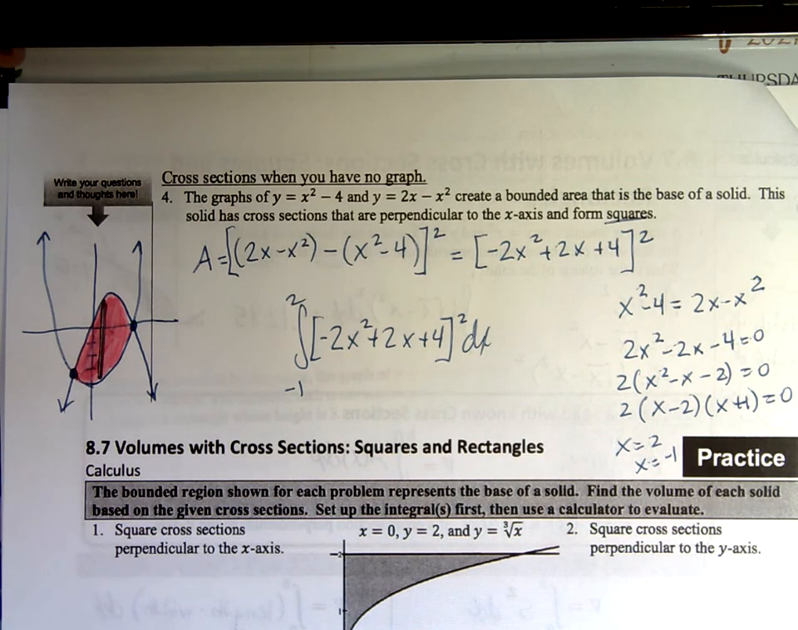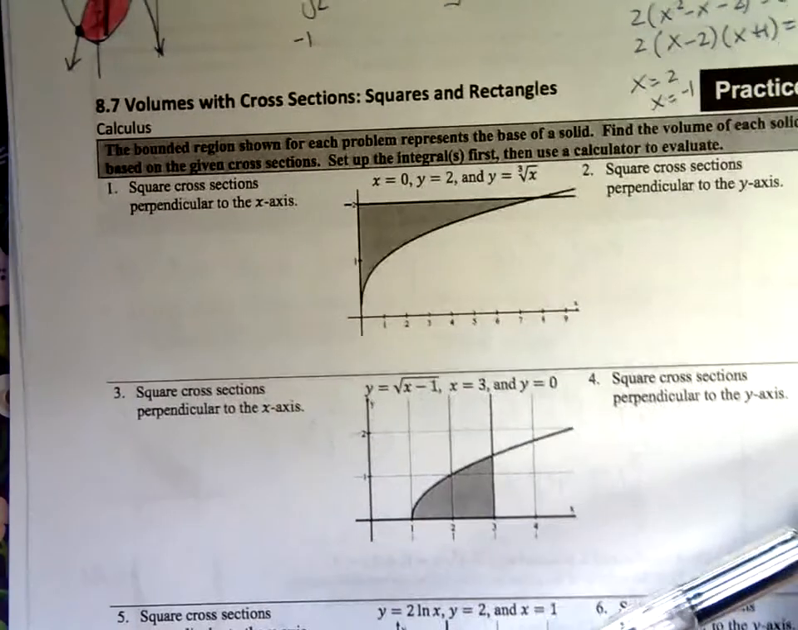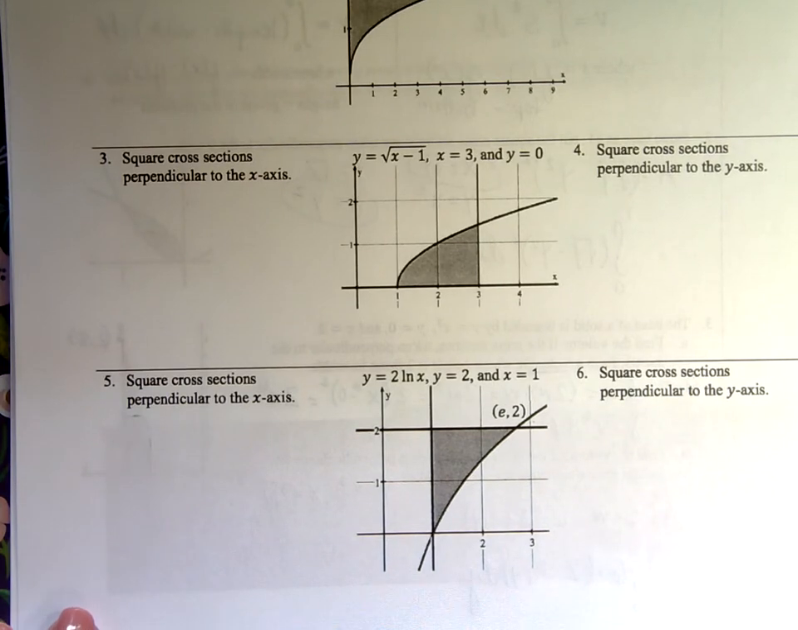I'm looking at these practice problems. We're going to just do a couple. Number 5 is my choice, numbers 5 and 6. The graph goes the same for number 5 and for number 6. Same thing goes for 1 and 2 and 3 and 4. They've got their own individual graph. For the bounded regions shown, find the volume of each solid based on the given cross-section. Set up the integrals first, and then use a calculator to evaluate. So we are actually going to take the extra step and evaluate them on the calculator.